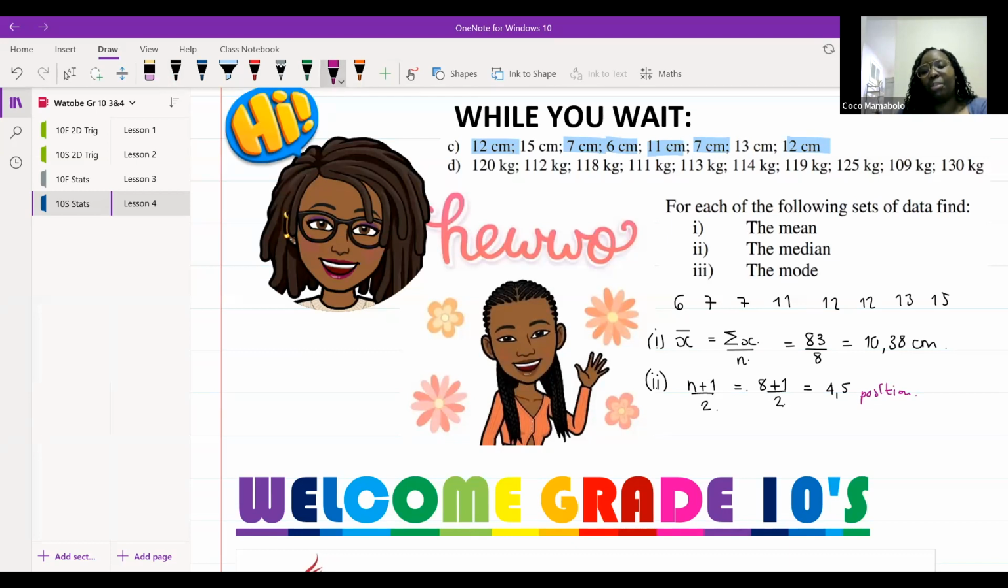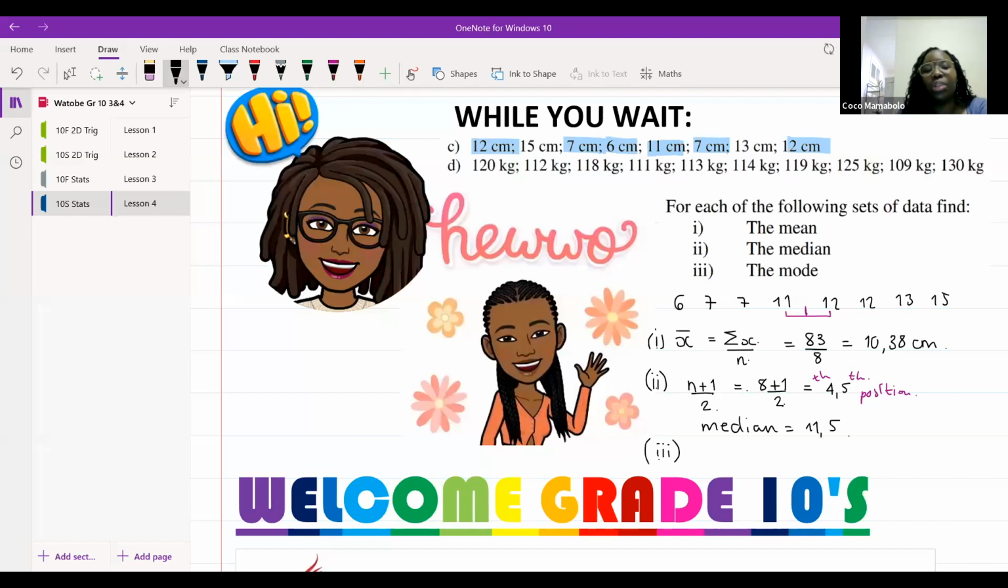That means that our median is in between the 4th and the 5th position. And in this case, the number between the 4th and the 5th position, 1, 2, 3, 4, and 5. The number in between 11 and 12, the one that falls right in between there, would be 11,5. So the median is 11,5.